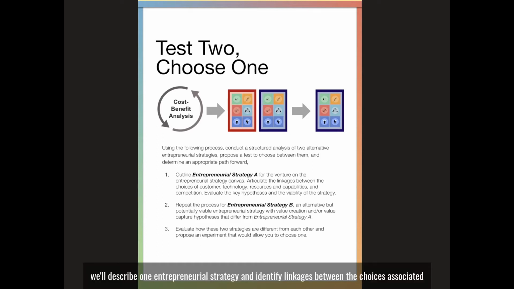First, we'll describe one entrepreneurial strategy and identify linkages between the choices associated with it. Then, we'll propose an alternative strategy with a different value creation and capture hypothesis and determine associated linkages. And finally, we'll conclude the exercise by evaluating how these strategies are different and by proposing an experiment that would allow us to choose between them.